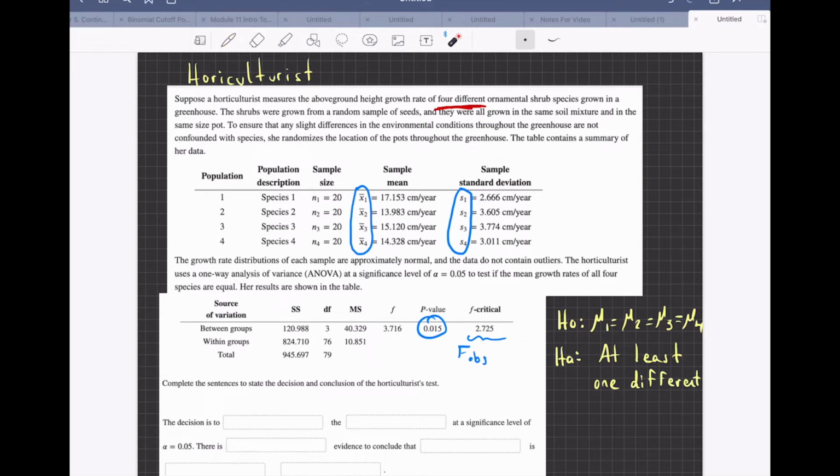Remember, this mu is representing the mean from the population, and this x bar is representing the mean from the sample. We observe that from the sample, from the given size, each mean is different, right? But is that evidence enough to conclude that in general from the population they are different? So that's why we perform an ANOVA test.